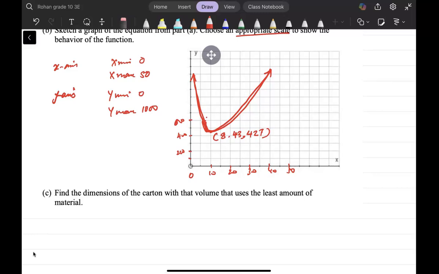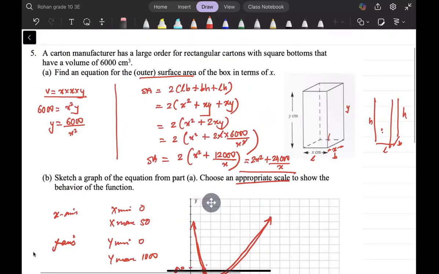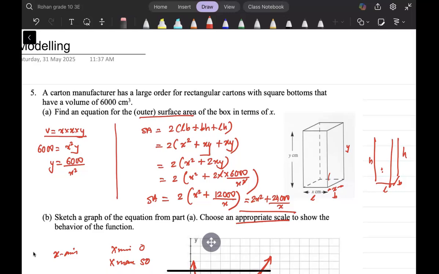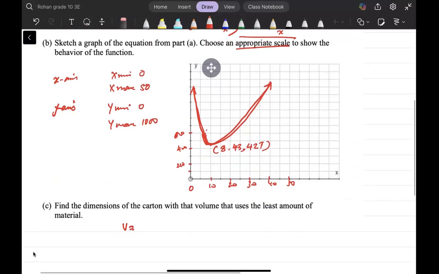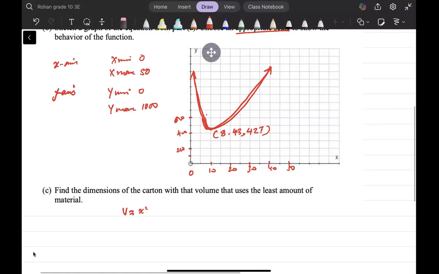Find the dimensions of the carton with that volume that uses the least amount of surface area. So what does the volume mean? What is the formula of volume? X squared times y, right? So x squared times y. And what is y? 6,000.